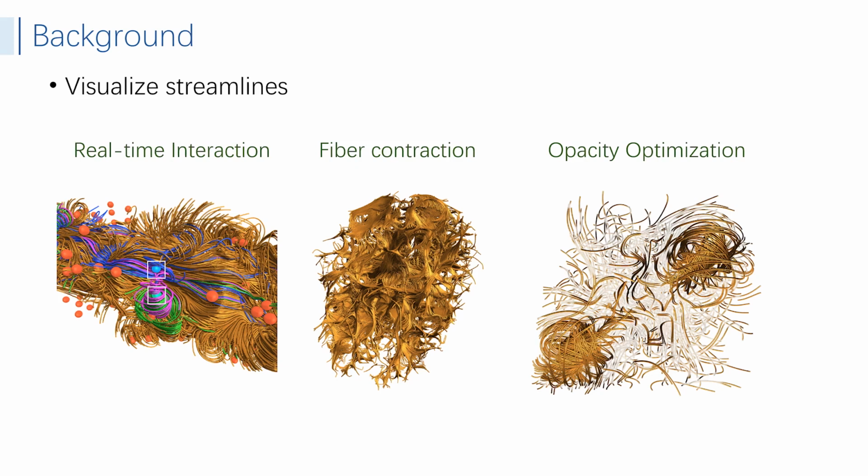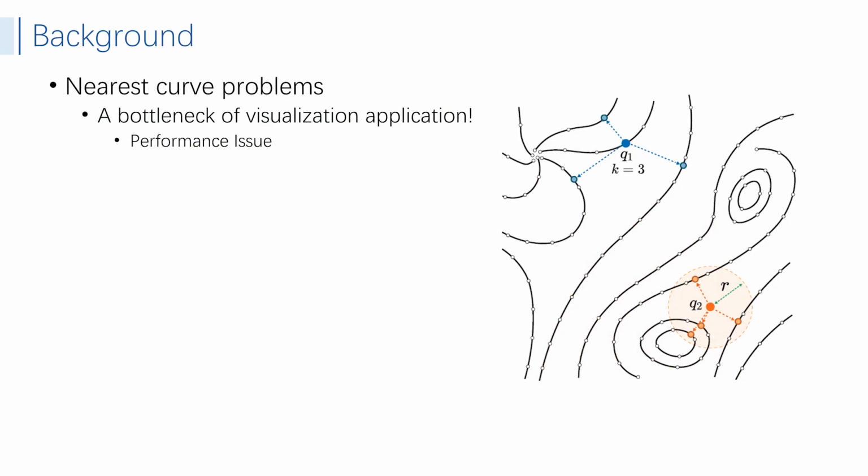Well, researchers also propose a series of methods to fade out lines and show the inner features, which is called opacity optimization. But such applications involve performance issues. Users often need to wait for some minutes or hours before they obtain results. For these applications, one of the bottlenecks is nearest curve computation.